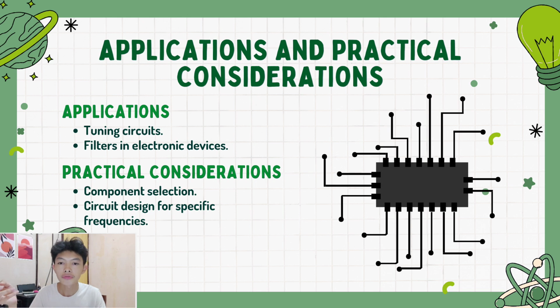So for the application first, these circuits are used in things like radio tuning circuits, where we need to pick up specific frequencies. For example, you're going to pick one of your favorite FM or AM radio stations. So it filters and blocks unwanted signals using this kind of RLC circuit.